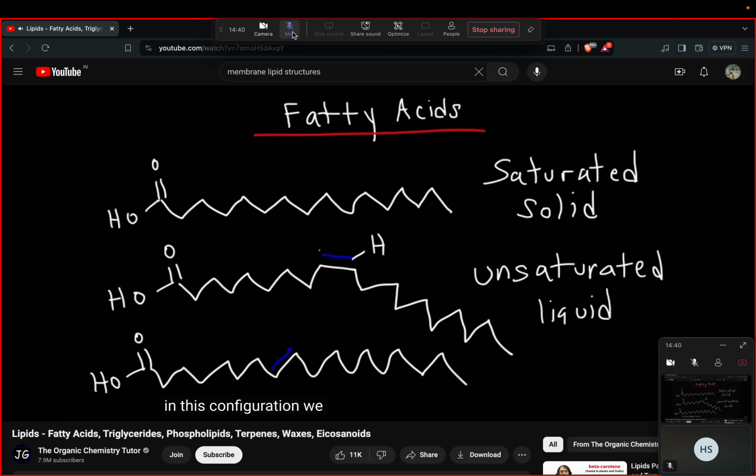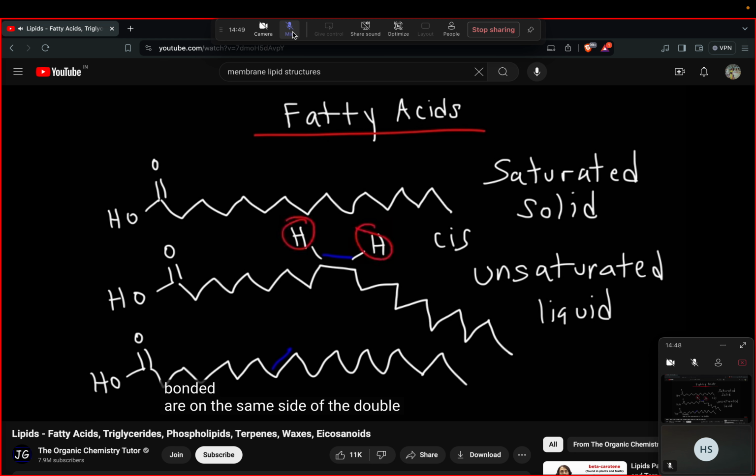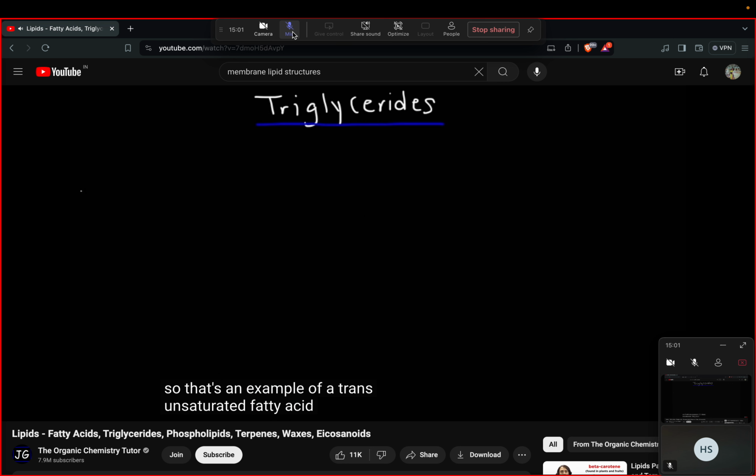In this configuration, we have a cis double bond because the hydrogen atoms across the carbons that are double bonded are on the same side of the double bond. In a trans fatty acid, the hydrogen atoms on the double bond are on opposite sides. So that's an example of a trans unsaturated fatty acid. Now let's talk about triglycerides.